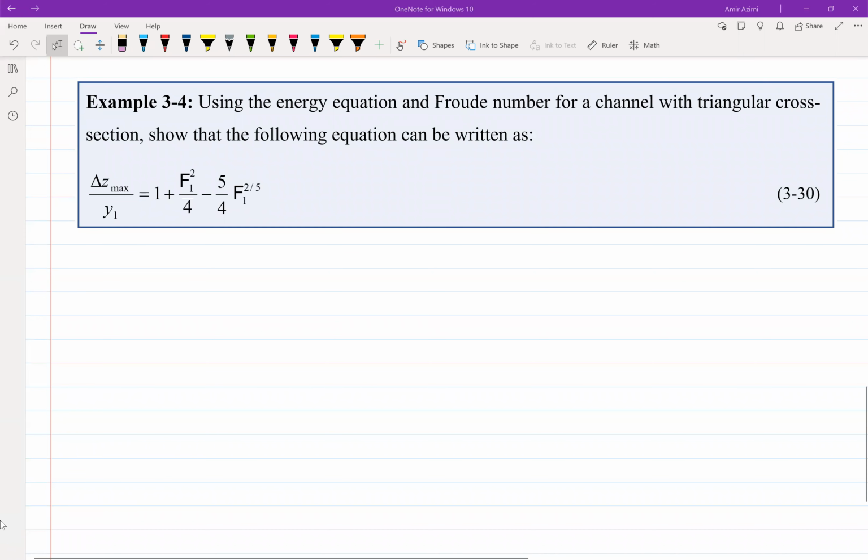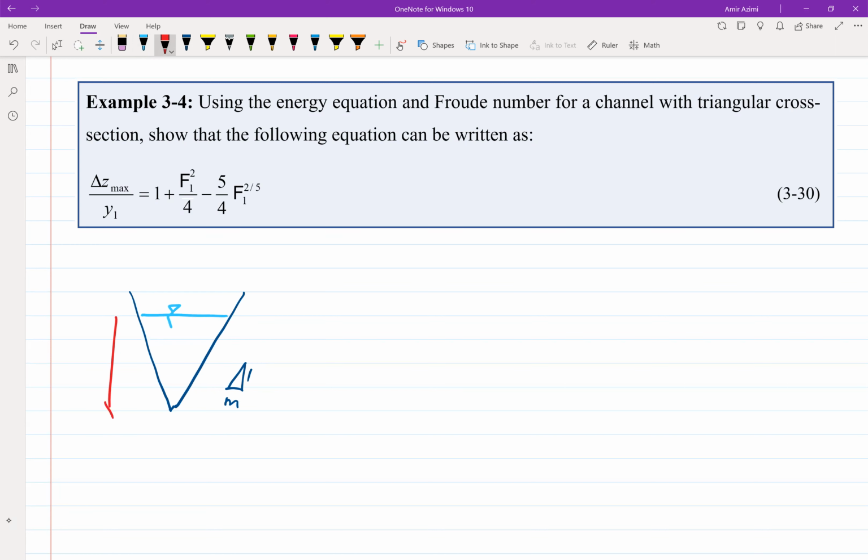Okay, example 3-4 is about the relationship between delta Z max and Froude number in triangular channels. So if we have a triangular cross section like this with a sidewall slope of 1 vertical to m horizontal and a water level up to here, so we have depth y and then the top surface T is equal to 2my and area is my square.